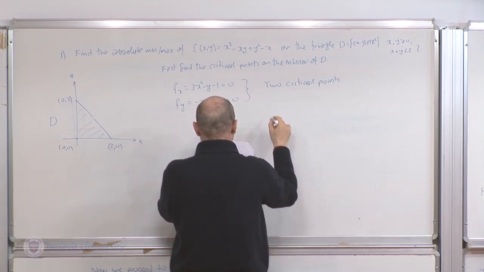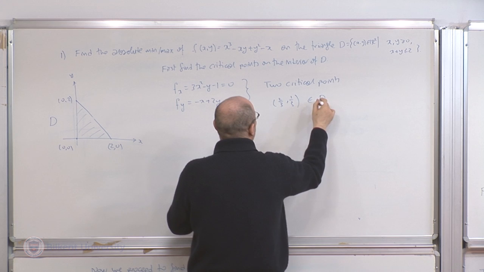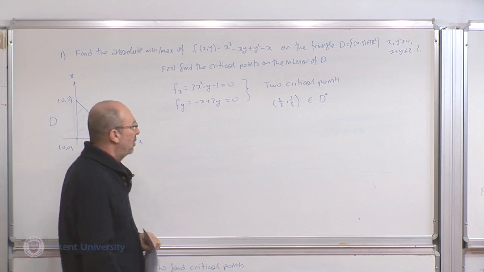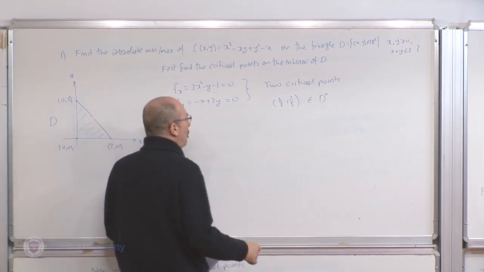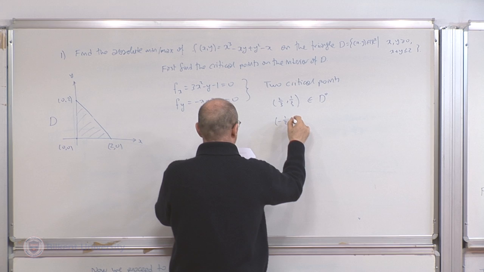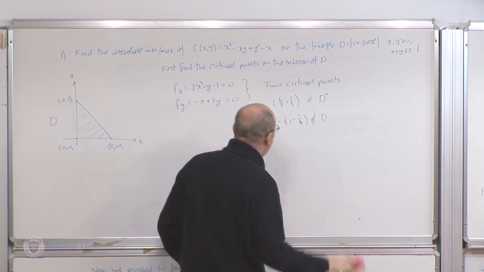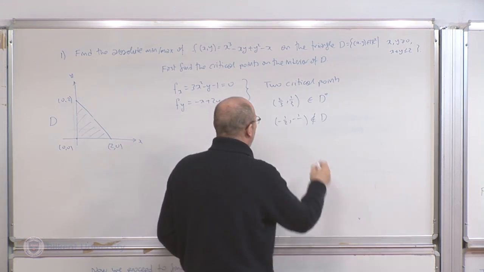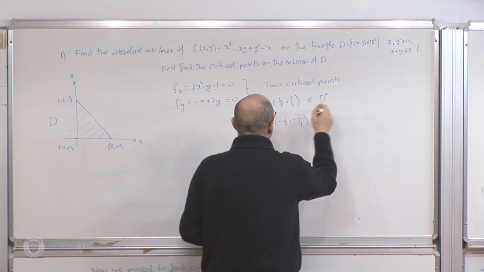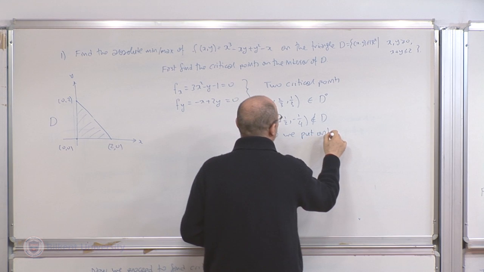So one of them is 2 over 3, 1 over 3. This is inside D, interior of D. So sometimes we use this notation to denote the interior. Sometimes you just write interior, okay? As long as what you are doing is clear, it works. And the other one is minus 1 over 2, minus 1 over 4. You see, this is not in D at all because x and y must be positive. So we take only this one.